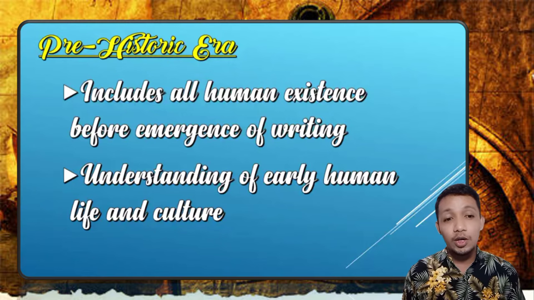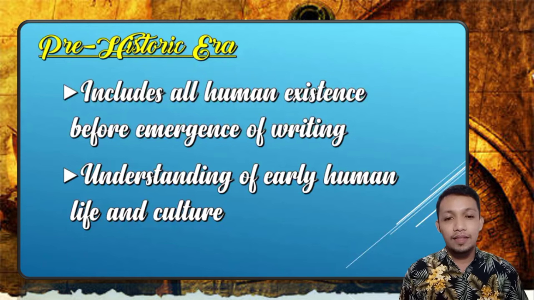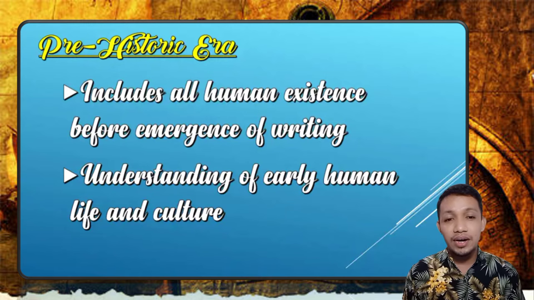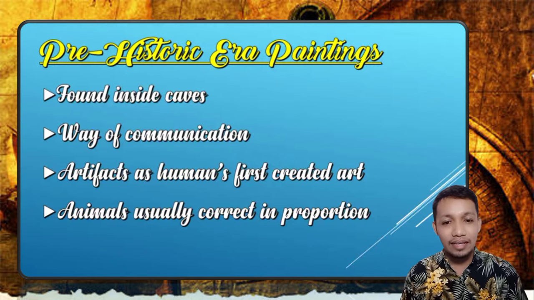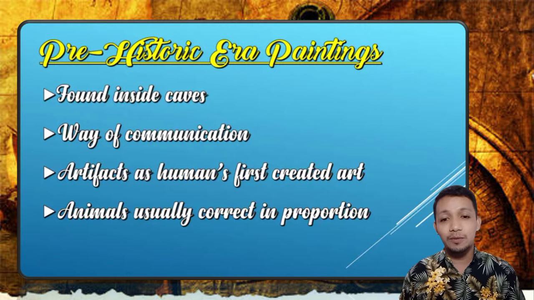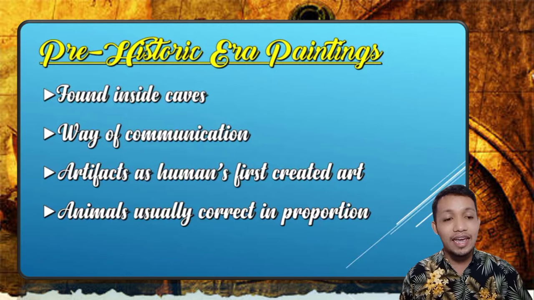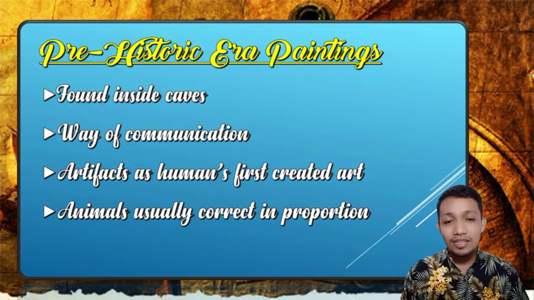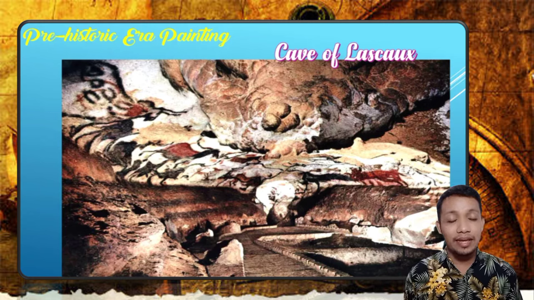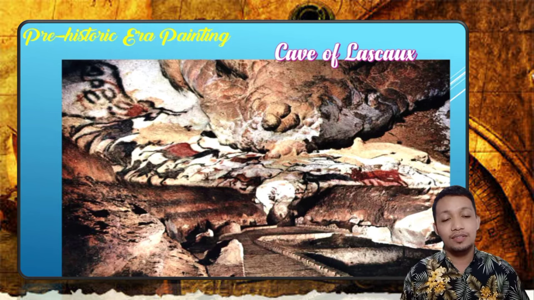Prehistoric era includes all human existence before the emergence of writing. Understanding of early human life and culture is very important. Now, let us explore more about the prehistoric era through its paintings, sculptures, and architecture. Let's have first prehistoric era paintings. These are characterized as found inside caves. It is a way of communication. Artifacts as humans first created art, and animals usually correct in proportion. This is an example of prehistoric era painting found in the cave of Lascaux.